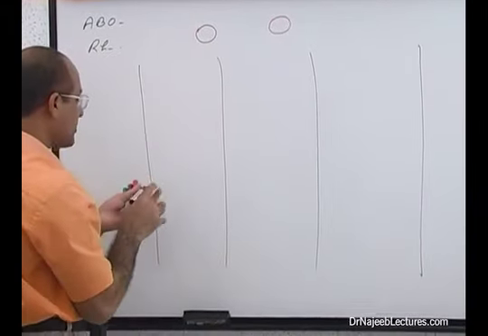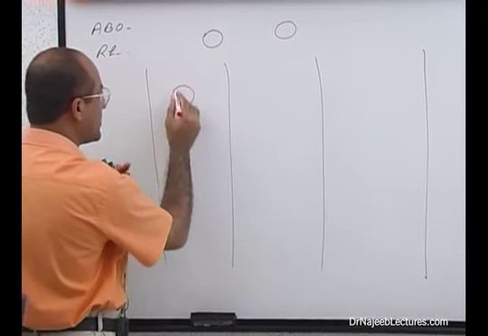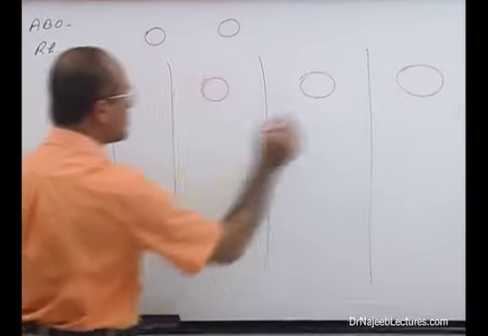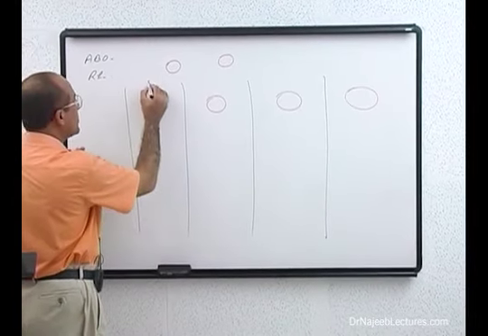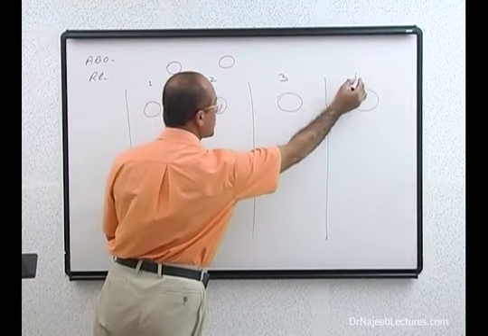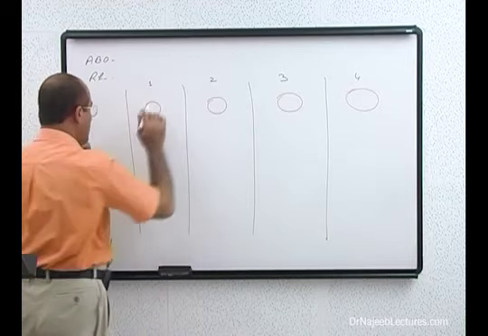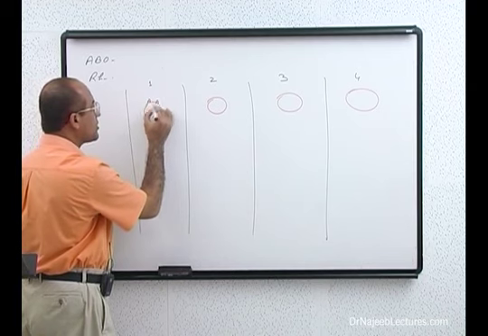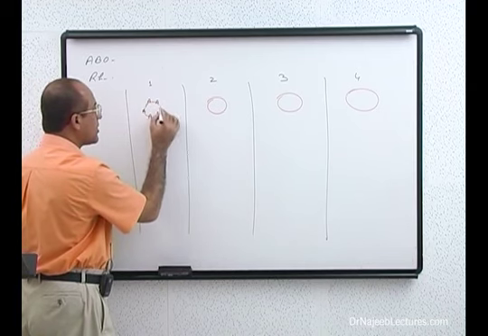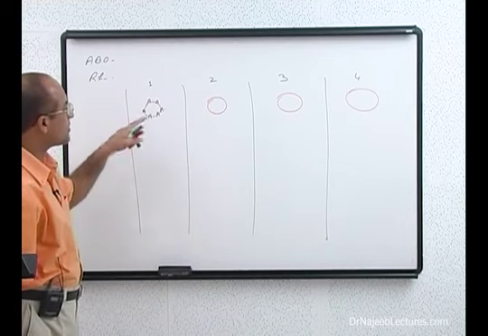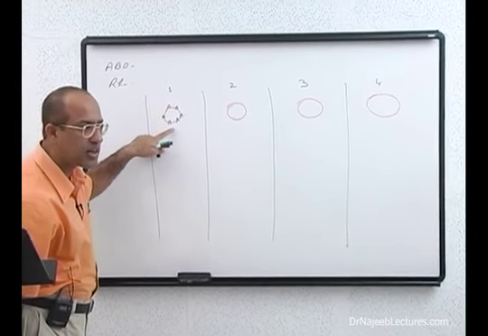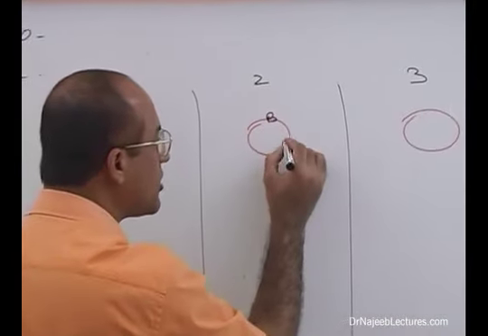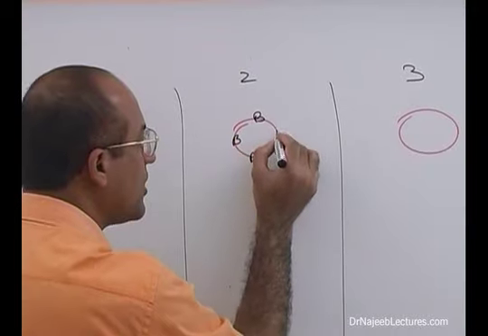Some people on the RBC surface only express A antigen, and some people express only B antigens. Let's suppose these are 4 different persons. Person number 1, person number 2, person number 3, person number 4. Now, person number 1 on his RBCs is expressing only A antigen. Is that right? The persons who express A antigens on their RBCs are called blood group A. It's so easy. And people who express B antigens on their RBC surface are called blood group B.